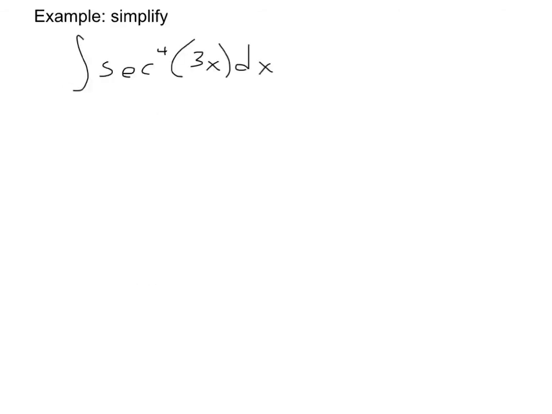So one more example for you, secant to the fourth of 3x dx. We're taking the antiderivative. Hopefully this is one that you can do on your own. So pause the video, at least get through the u substitution, and then check back in before you finish the problem on your own.